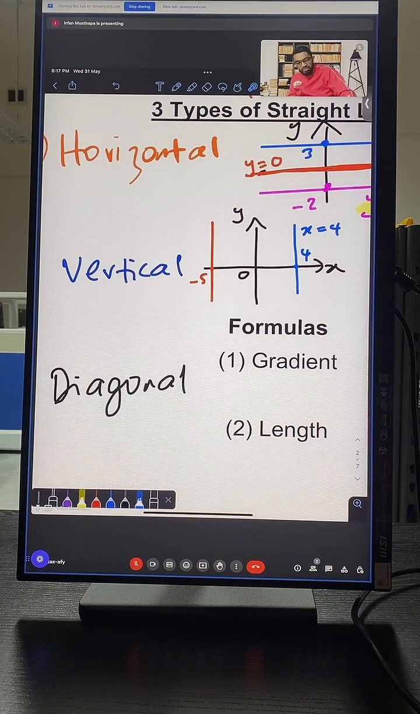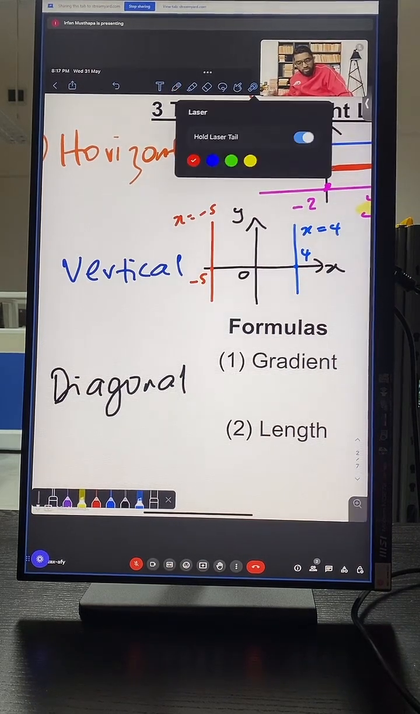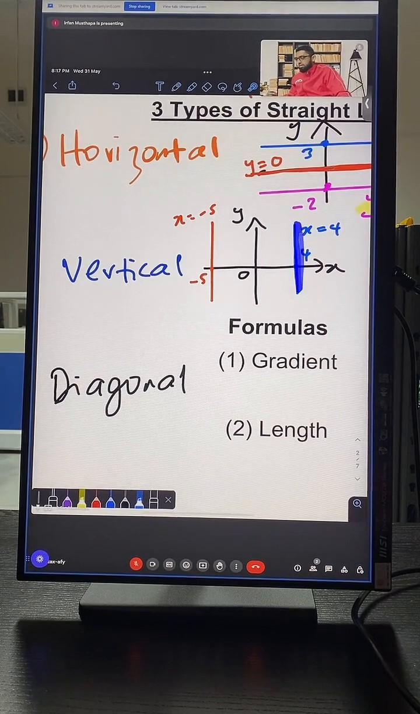IDK. Undefined. Guys, the equation of this vertical line is just x equals -5. Understand? It's just x equals. Like, if you have that blue line there, it's x equals 4. Am I right? That's the equation. So if you have the red line there, no problem. It's just x equals -5.